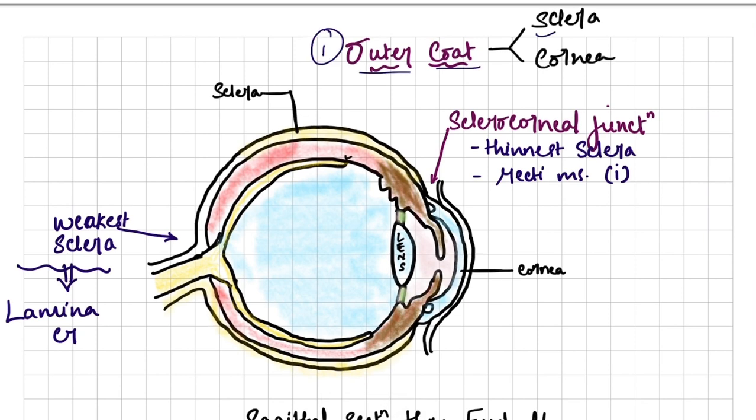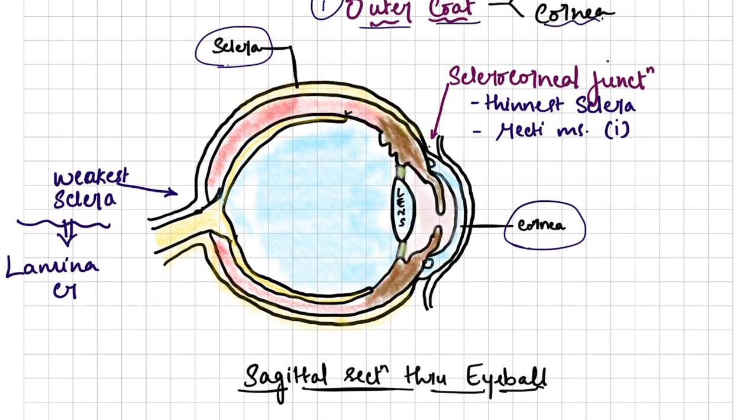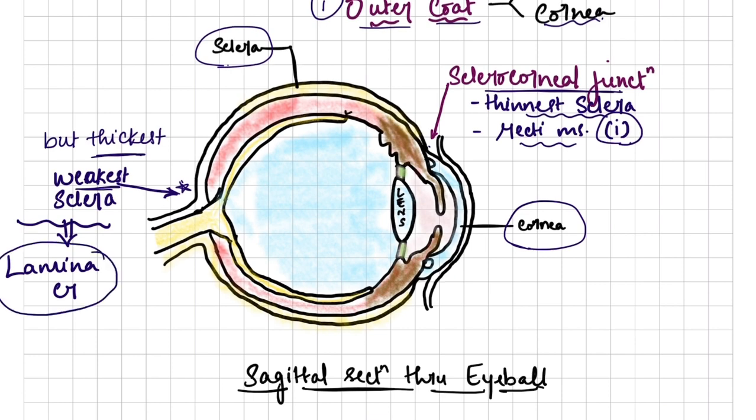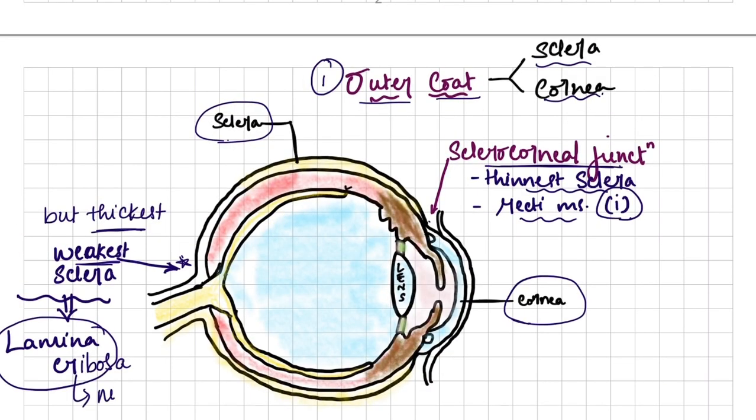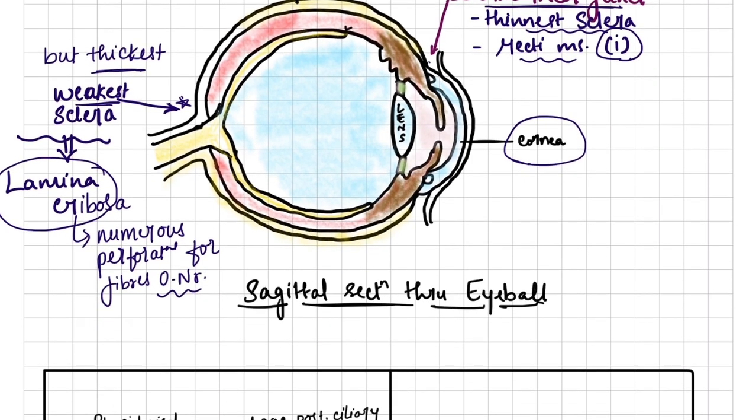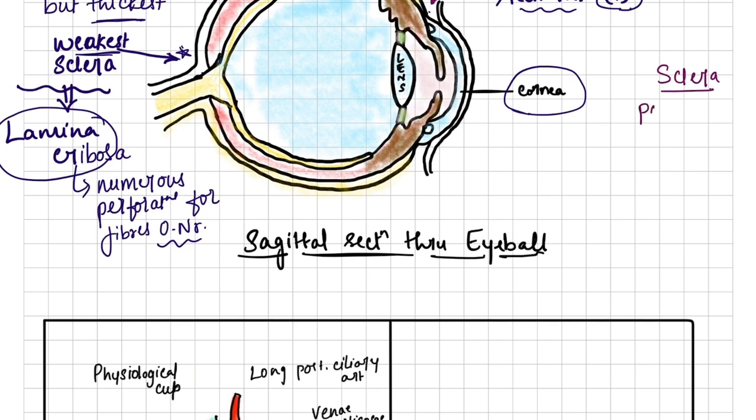Now we'll look at the outer fibrous coat. First the sclera, which is divided by the sclerocorneal junction from the cornea. The sclera is thinnest at the anterior portion where the recti muscles are inserted, and the thickest or weakest part of the sclera is where the optic nerve enters. Lamina cribrosa is the structure of the sclera which has numerous perforations for the entry of the fibrous processes of the optic nerves.